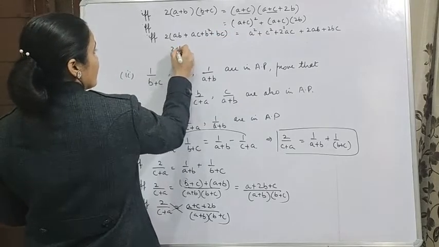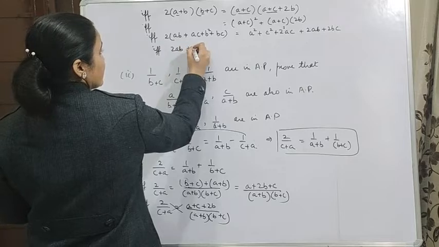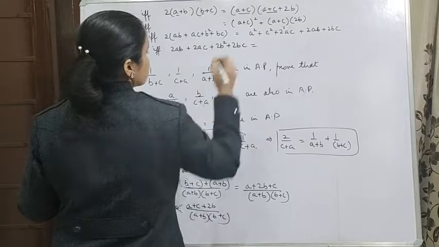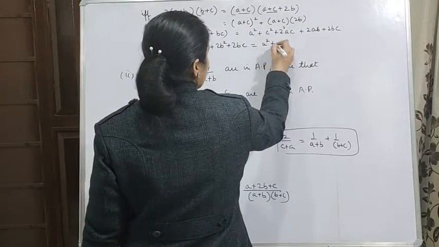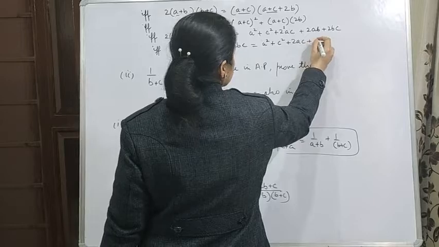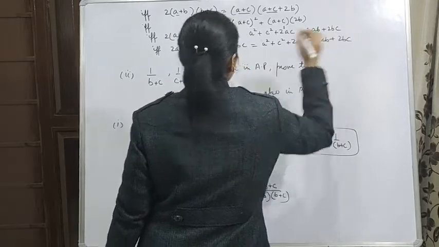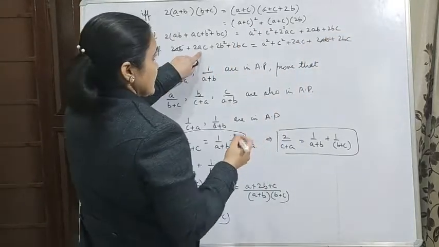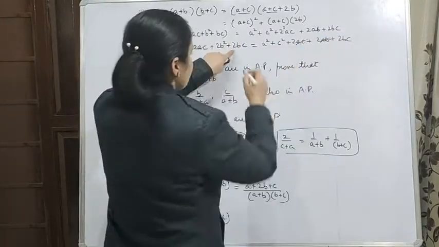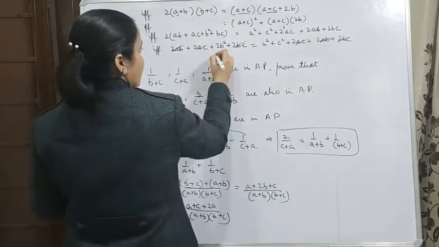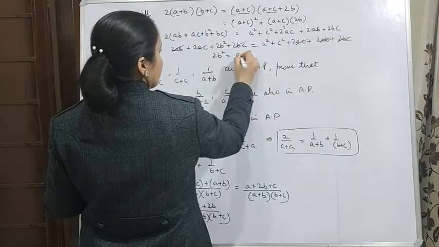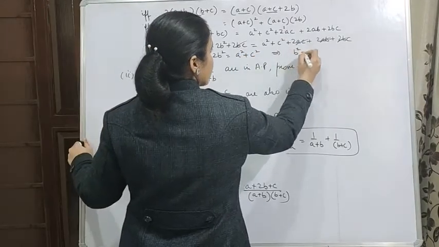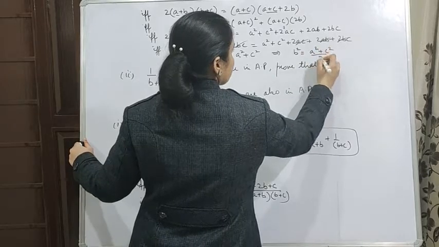So we have 2ab if and only if 2ab plus 2ac plus 2b square plus 2bc is equal to a square plus c square plus 2ac plus 2ab plus 2bc. So 2ab cancels, 2ac cancel, 2bc cancel. So we have 2b square a plus c square. So this will imply b square is equal to a square plus c square by 2.